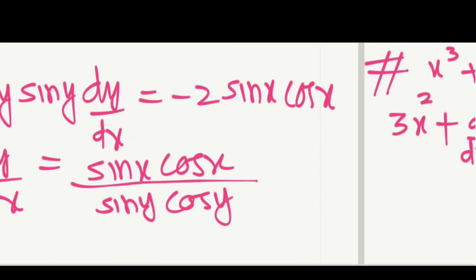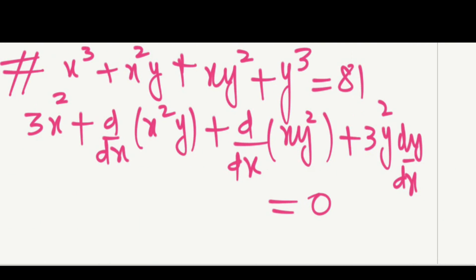Taking it further, take another example. I hope you will do it yourself, try by yourself. This is the question: x cube plus x square y plus xy square plus y cube equals 81. Quite a mixture, na? So we apply implicit differentiation here. For this, again differentiate both sides with respect to x.